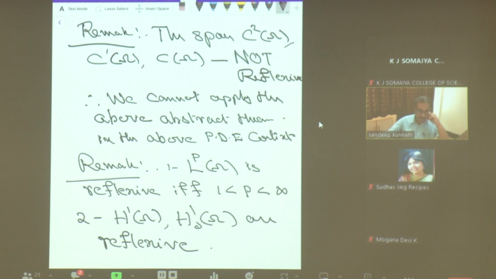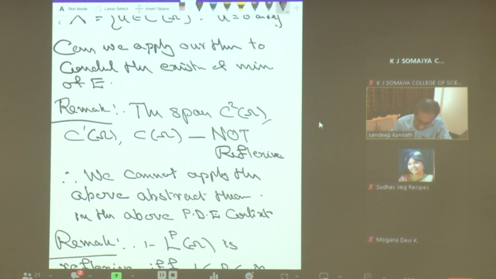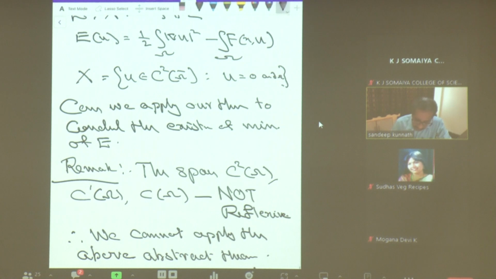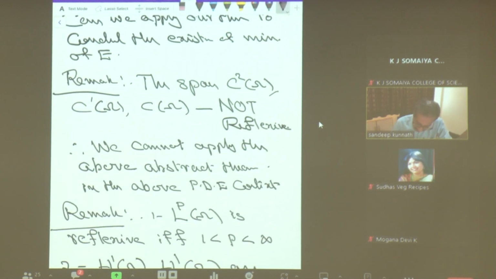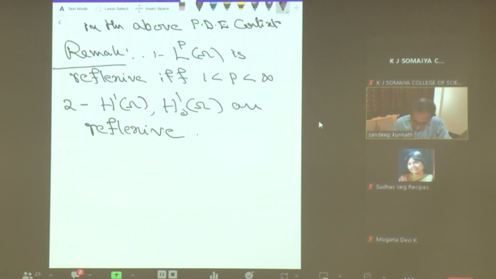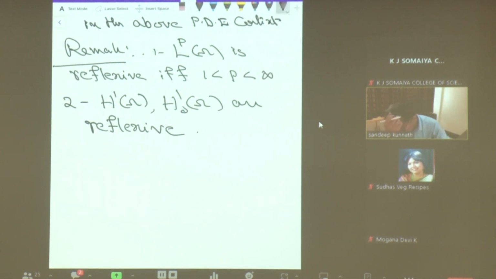Okay. So that is what I wanted to see now, whether I can somehow, instead of this energy E being posed in this kind of space, which is not reflexive, so we cannot apply our earlier methods. But Sobolev spaces are reflexive. And if you recall yesterday, we defined the weak solutions as elements of Sobolev spaces.